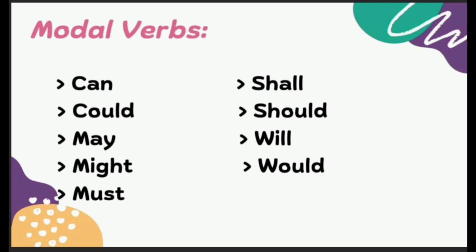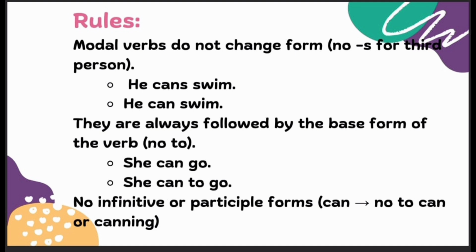Firstly, let's look at the rules of modal verbs. Modal verbs do not change their form, unlike regular verbs that change depending on the subject. For example, play, plays, played. Modal verbs stay the same. Here you can see an example. He can swim. This is a correct sentence. He cans swim. This is incorrect. So we should not use s. We can't add s to modal verbs.